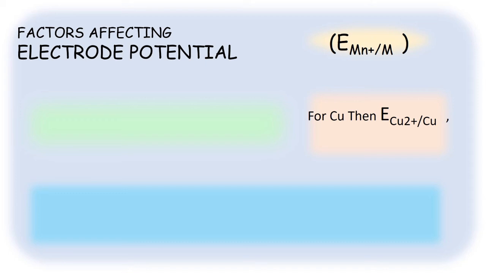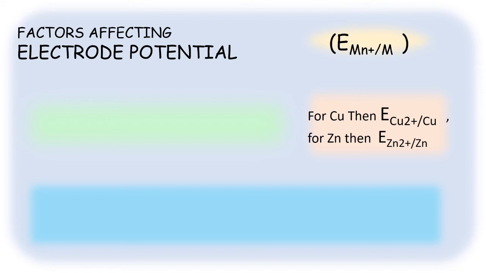Now if it is the case of zinc, then we will write it like this. So remember the oxidized state followed by the reduced state. That is the only way you have to write the reduction electrode potential.